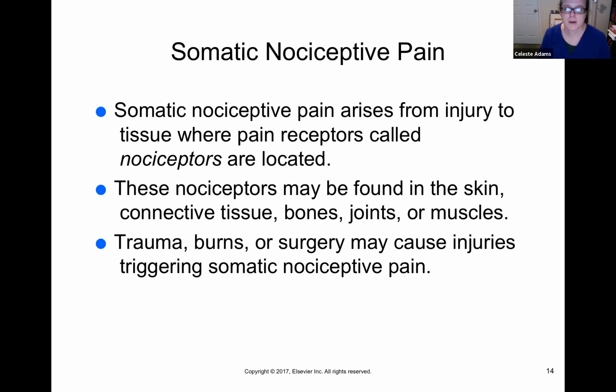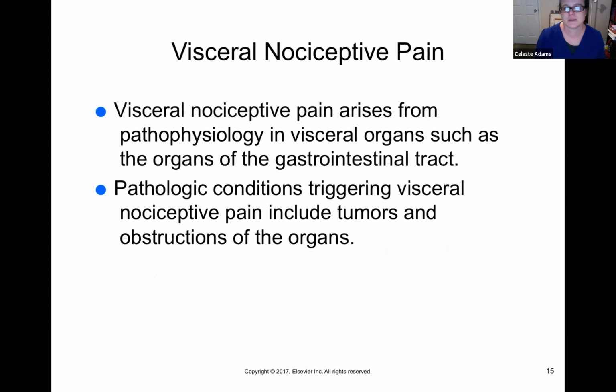Trauma, burns, or surgery may cause injuries triggering somatic nociceptive pain. So somatic nociceptive pain is when those pain receptors are engaged. Nociceptors and pain receptors are the same thing. When they're engaged from a trauma, from a burn, or from a surgery, that is going to cause somatic nociceptive pain. Next, visceral nociceptive pain.